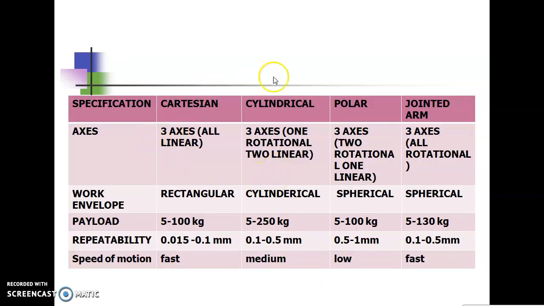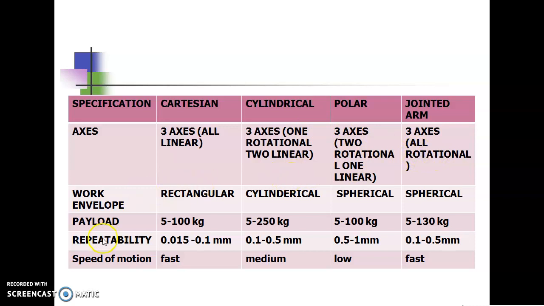So, the comparison of all the specifications for all the four types of robots. This is the coordinate system: Cartesian coordinate robot, cylindrical coordinate robot, polar coordinate robot, and jointed arm. In the case of axes, all the robots we are considering are 3 axes. First, the Cartesian: all the axes are linear. In cylindrical, 1 rotational axis and 2 linear axes. Polar, we have 2 rotational axes and 1 linear axis. Jointed arm, all are rotational axes.